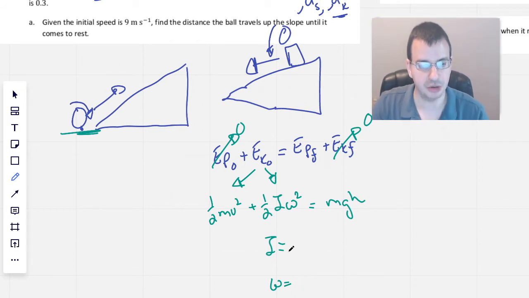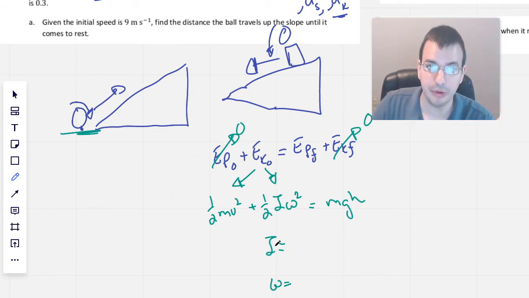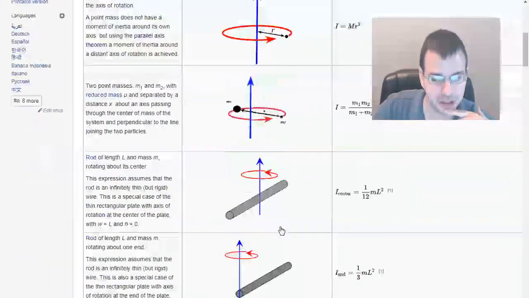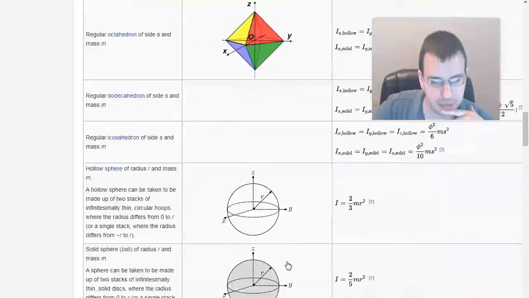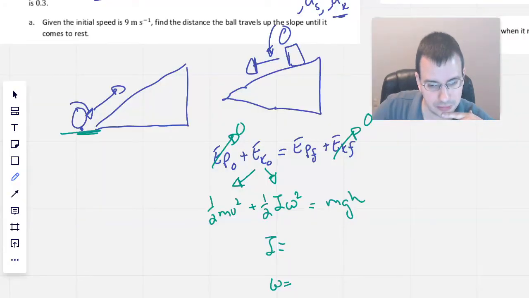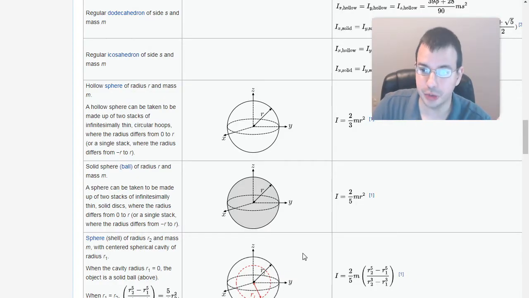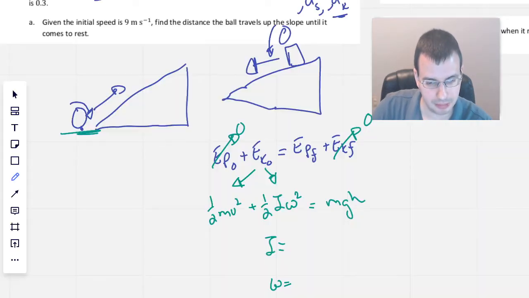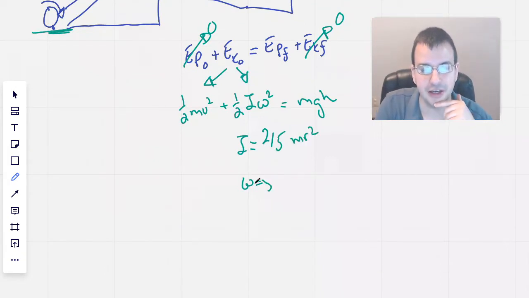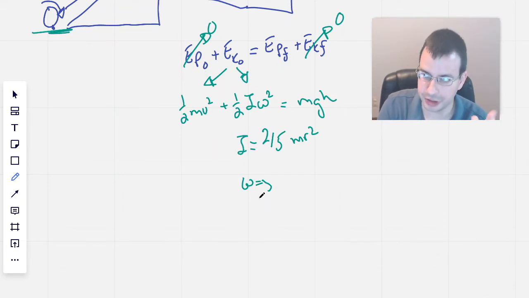So I is going to be dependent on the geometry of the ball, which we assumed was a sphere. So we come here to a list of moments of inertia, and we have a ball, a solid sphere. Oh, it even says it's a ball. Convenient. 2/5 mr squared. Okay, so we go back to the problem. And now we have I equals 2/5 mr squared. So now we need to find what omega is, the angular speed.